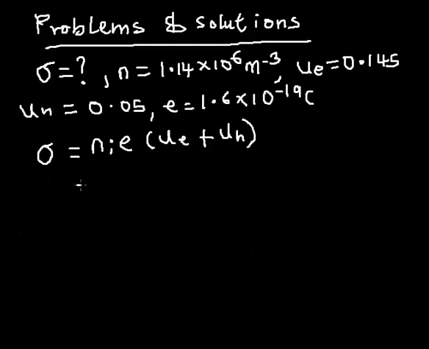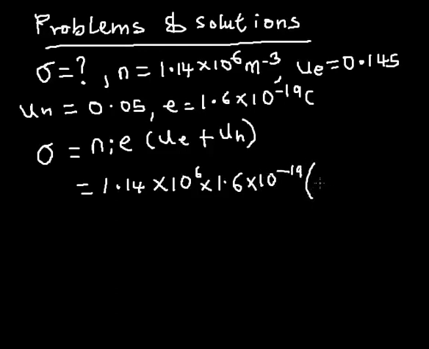So let's actually do this. This is going to be equal to n is 1.14 times 10 raised to the power of 6, multiplied by the charge of one electron, 1.6 times 10 raised to the power of minus 19, then bracket open, UE is 0.145 plus UH 0.05.